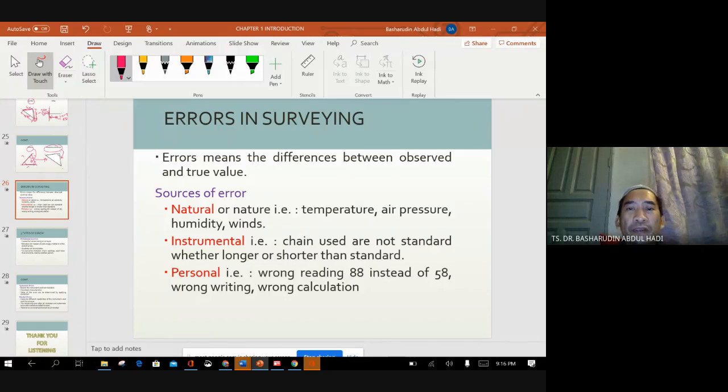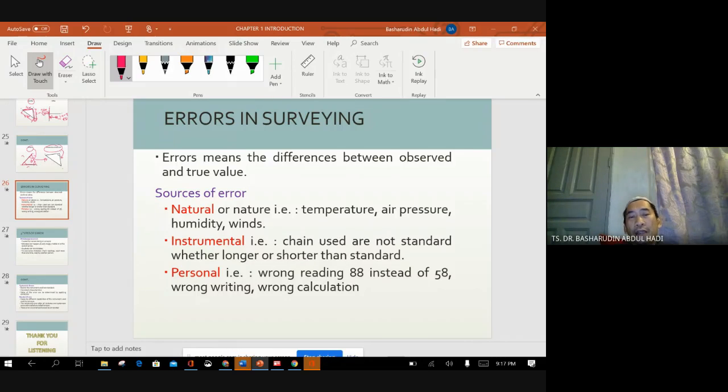So error means the difference between observed and true values. Actually, in normal conditions it should be 2 meters. Because we are in a freeze or thaw in snow, maybe the distance you measure is not 1 meter or 2 meters, maybe it goes to 1.8, maybe 0.8 meter, or the 2 meters maybe goes to 1.9 meters. This is natural error, for example temperature, air pressure, humidity, and winds.